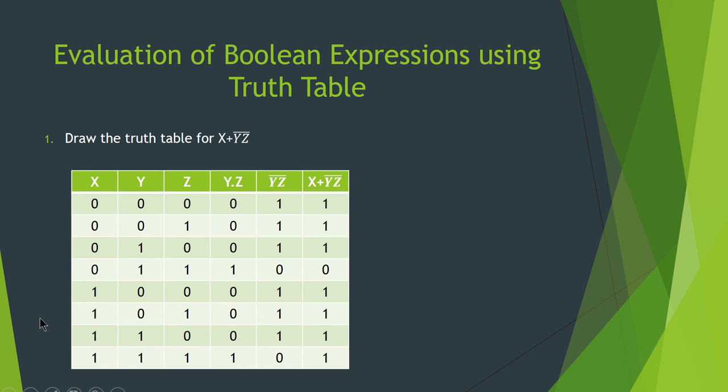If it is very hard to remember, the easy method to remember is: for the first variable you write four 0s and four 1s. Next, for the second variable you write two 0s, two 1s, two 0s, two 1s. For the third variable you write 0 1 0 1 0 1 0 1. In that way you will be able to write it. You have to write it in the same order only.